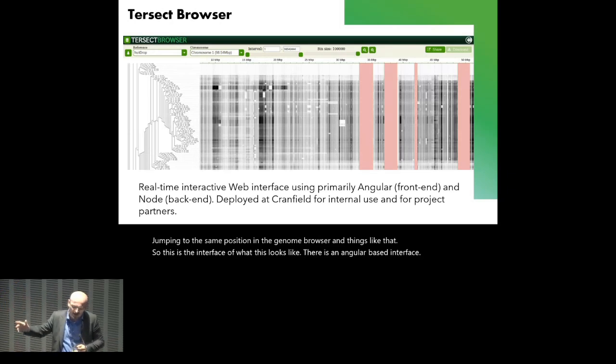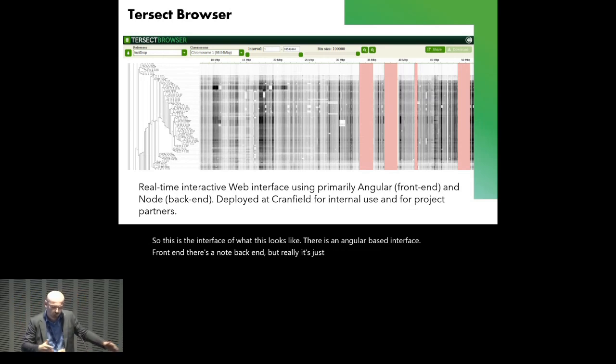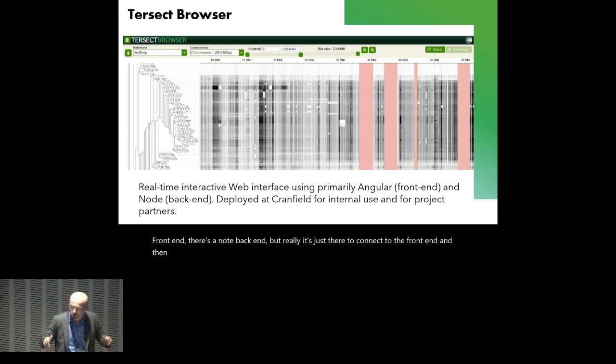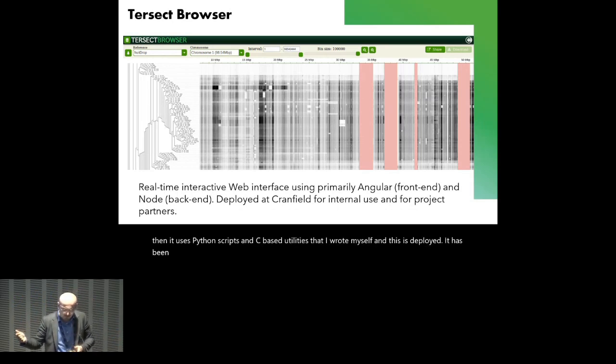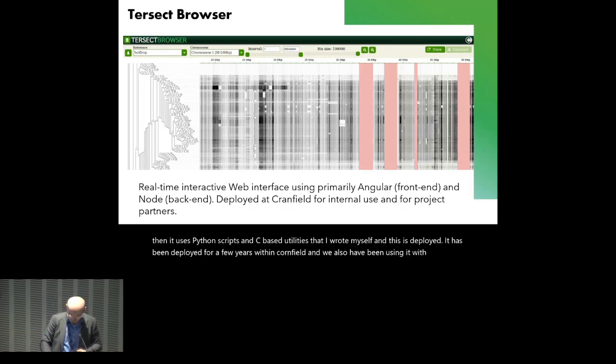Front end, there's a Node backend, but really it's just there to connect to the front end, and then it uses Python scripts and C-based utilities that I wrote myself. And this is deployed and has been deployed for a few years within Cranfield, and we also have been using it with partners. So we made it selectively available to people. Those red bars are gaps in the reference genome.